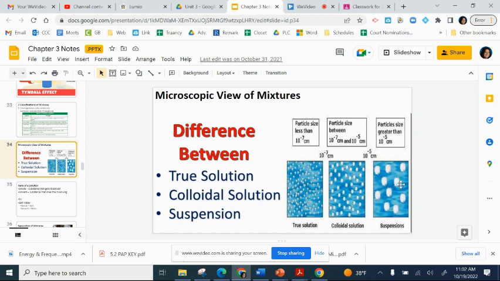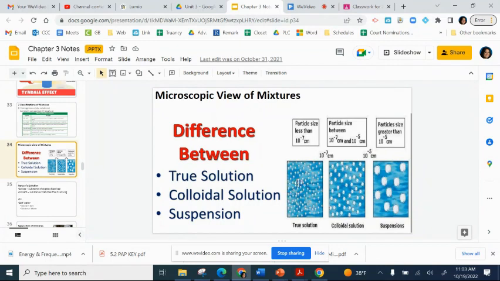So this could be like a tossed salad. Like you can see the parts of a tossed salad, or trail mix or something like that, okay? This is also sand and water. So the grains of sand are big enough that they're just going to go right to the bottom. So this is what a suspension looks like.